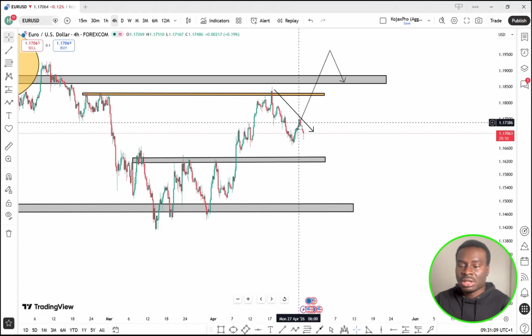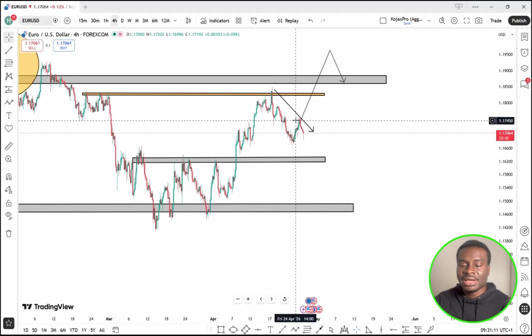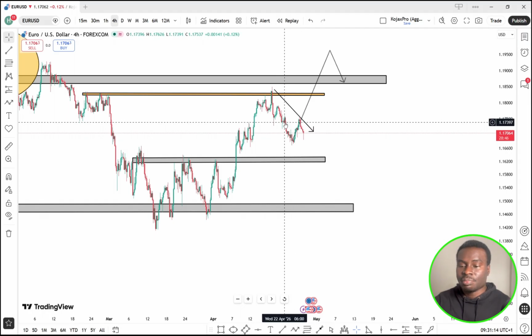So the market has pulled down for a while now, and if you are still inclined to the fact that this market is bearish, you are not employing proper market structure in your trades.